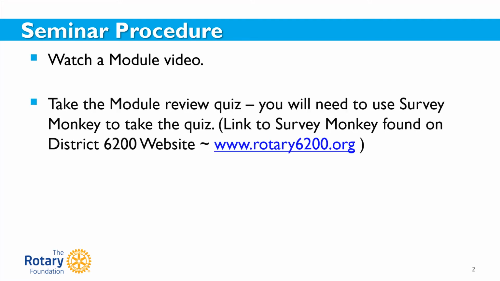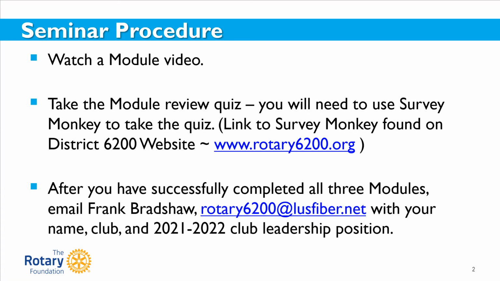Here's how the seminar will proceed. First, you will watch a video as you are doing here. There are 3 videos in the Grant Management Seminar. After you watch a video, take the review quiz. You will need to use SurveyMonkey to take the quiz, and the link to SurveyMonkey is found in the district's website. After you have completed all 3 quizzes, email me at the address shown on the screen. Give me your name, the name of your club, and your club position for the coming Rotary year. This way, I will be able to give you and your club the proper credit for this training.